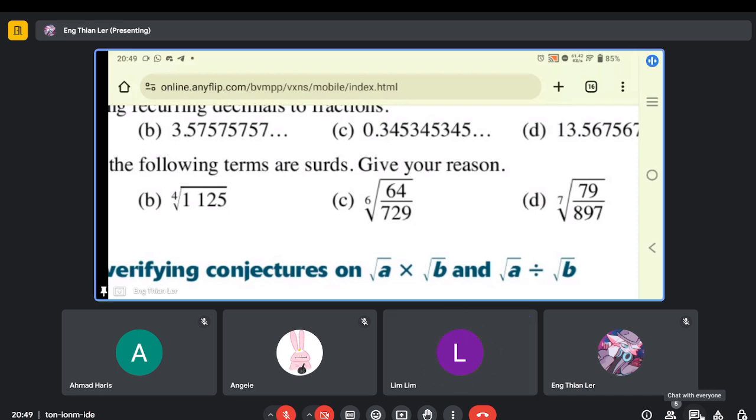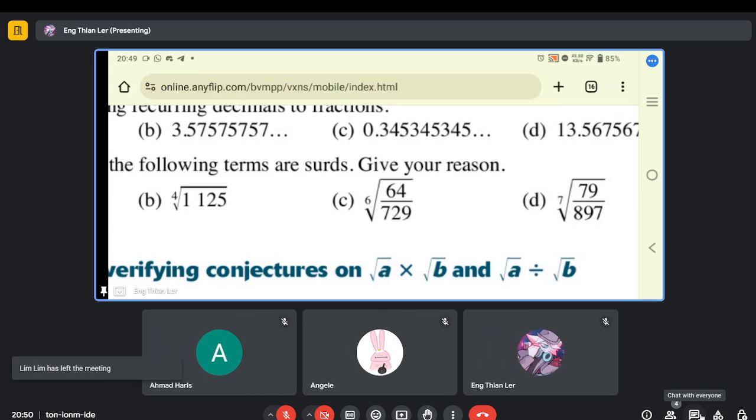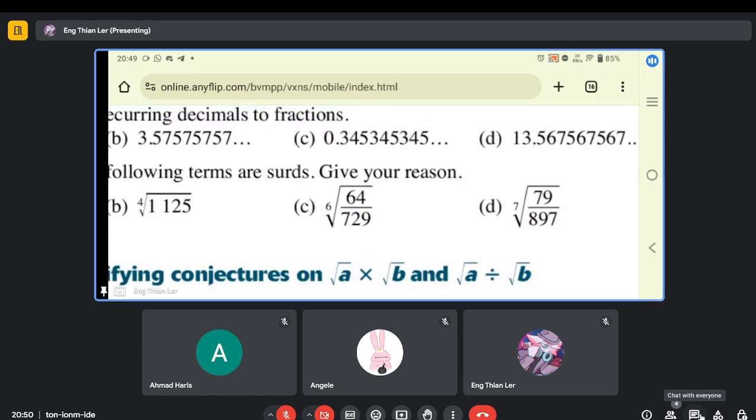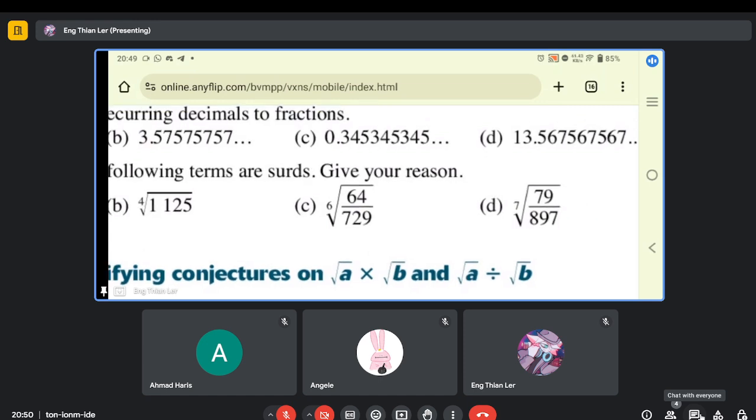So for C, 64 divided by 729, and we raise that to the power of 1 over 6. Okay, we get 2 over 3. This means what? This is not a surd. 2 over 3 is not a surd, because we can write it as a fraction. Although it's like 0.666 repeating, we can write 2 over 3 as a fraction. So this is not a surd. Although it's written in surd form, if you simplify it, it's not a surd actually.